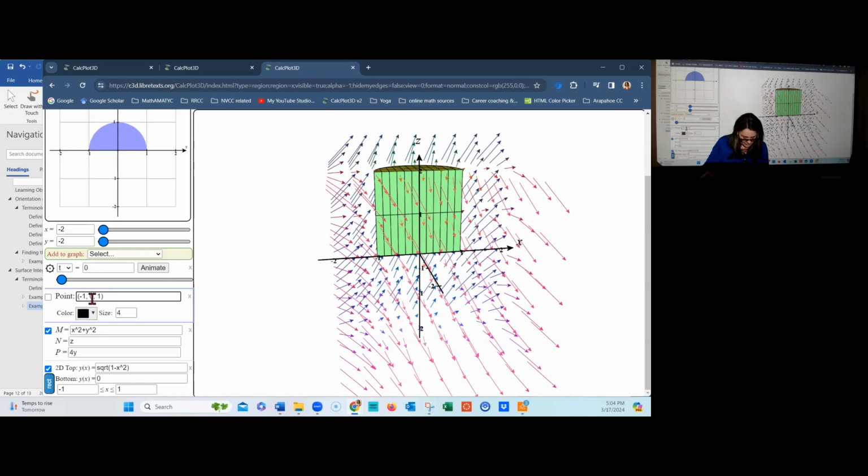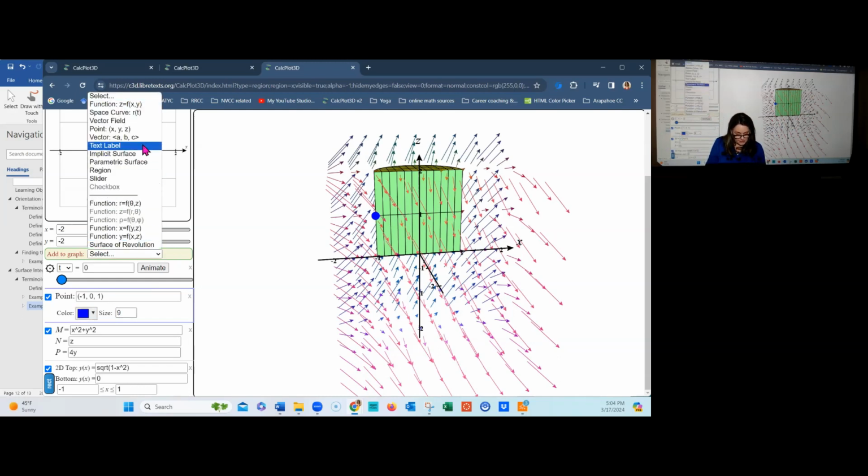Or let's do -1, 0, and 1. And I'll make it bright blue and larger so that it will stand out. There it is right there along this edge, as I pointed out before. Now, the normal vector I got at this point is -1, 0, 0.